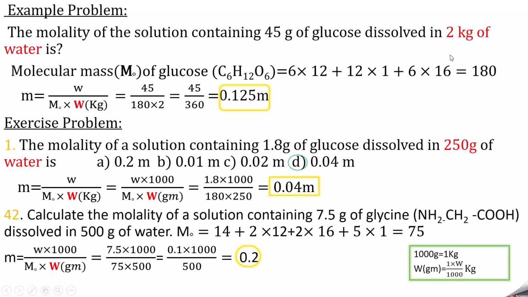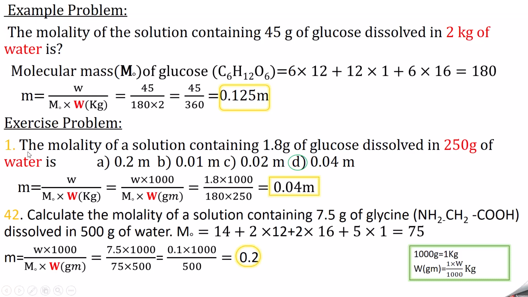So weight of the solute here it is given as 45 gram. Molecular weight of the solute is 180, into weight of the solvent, here it is given as 2. So when you write 2 here, you will be getting 45 by 360, that is equal to 0.125 m, small m. We have some exercise problems.